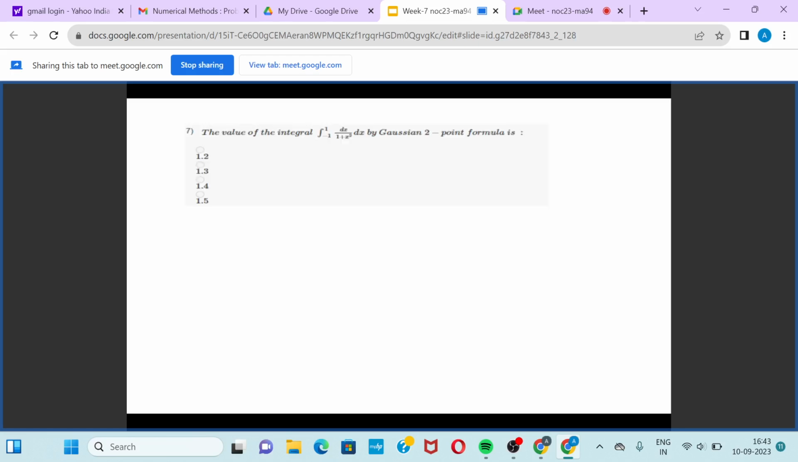Now the next question was the value of the integral from minus 1 to 1 of dx by 1 plus x square, by the Gaussian two-point formula. So you have to use the Gaussian two-point formula and calculate this integral.